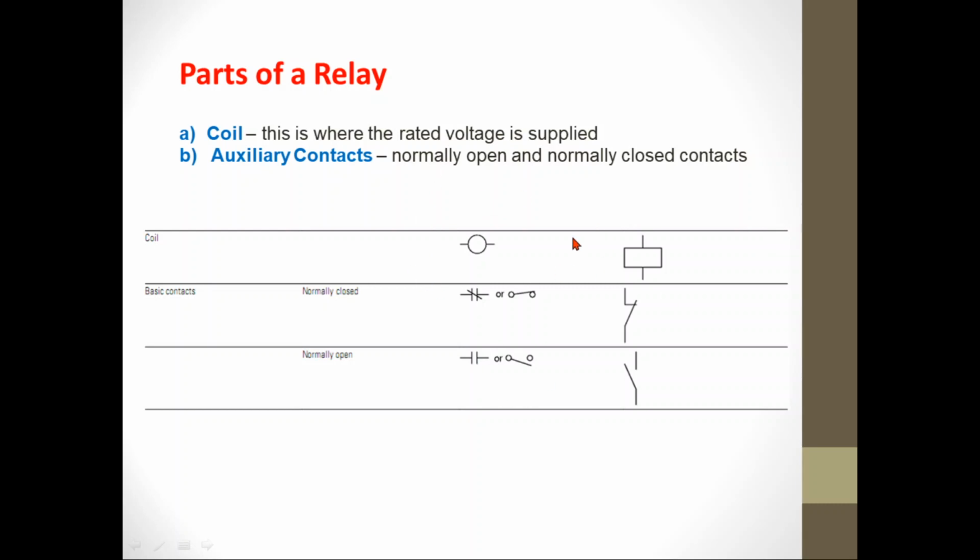The symbol for the coil of the relay is given by the following. On the left side you have the NEMA equivalent symbol, and on the right side you have the IEC equivalent symbol. The auxiliary contacts of a relay, normally open and normally closed, are given as follows: on the left side the NEMA equivalent symbol, and on the right side the IEC equivalent symbol for the auxiliary contacts of a relay.